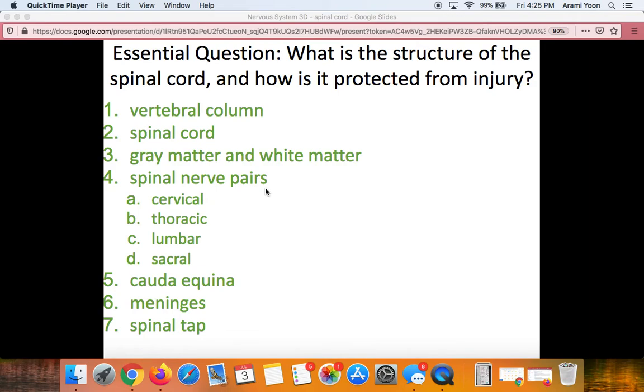So this is the lecture on the spinal cord, and we have a couple of essential questions. The first one being, what is the structure of the spinal cord, and how is it protected from injury? So within a few minutes, you should be able to answer this question using all of these vocabulary words shown here.